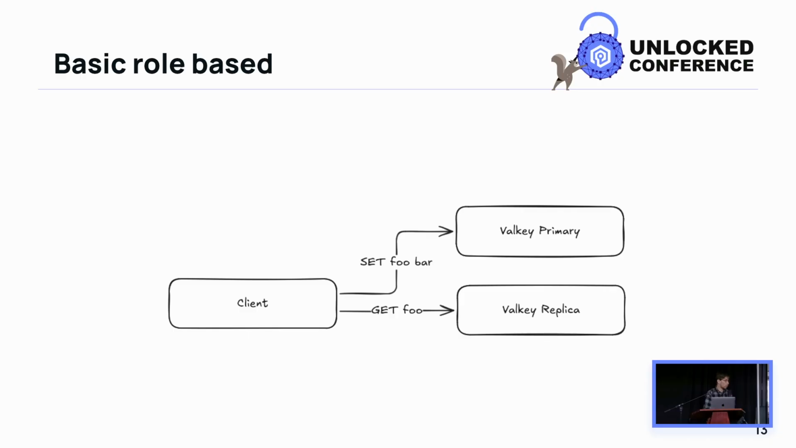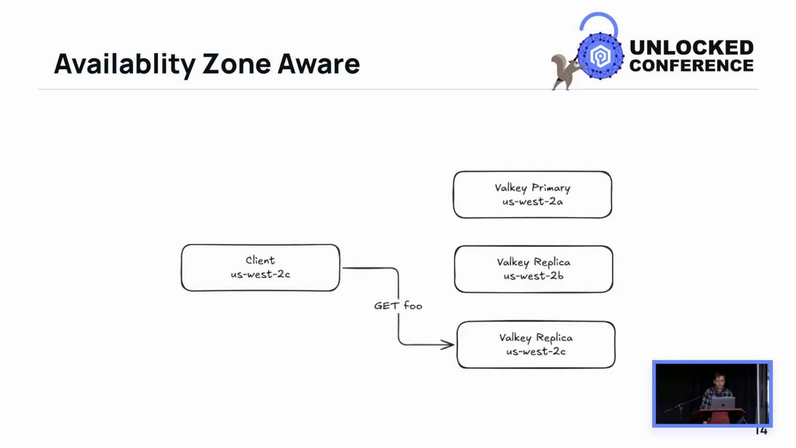So let's talk about routing next. How does a client pick which shard node to communicate with? The most naive approach is writes go to the primary, reads go to the replica or replicas. A variant of this might be to send everything to the primary and your replicas act as hot standbys. Another option, which we've heard previously, is to send your read requests to the same availability zone as your client.